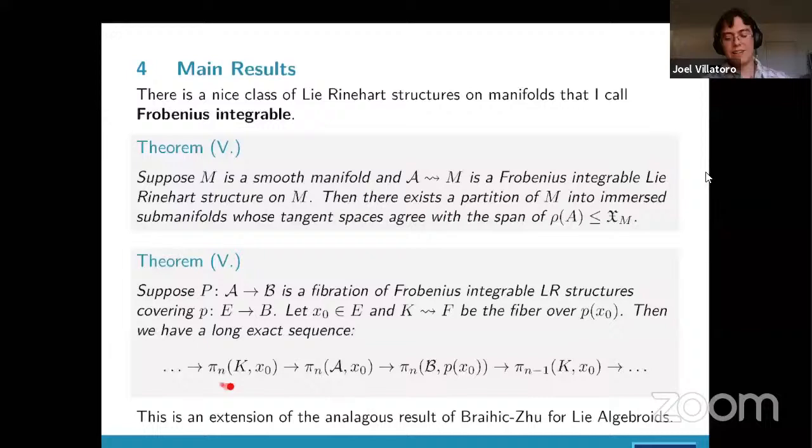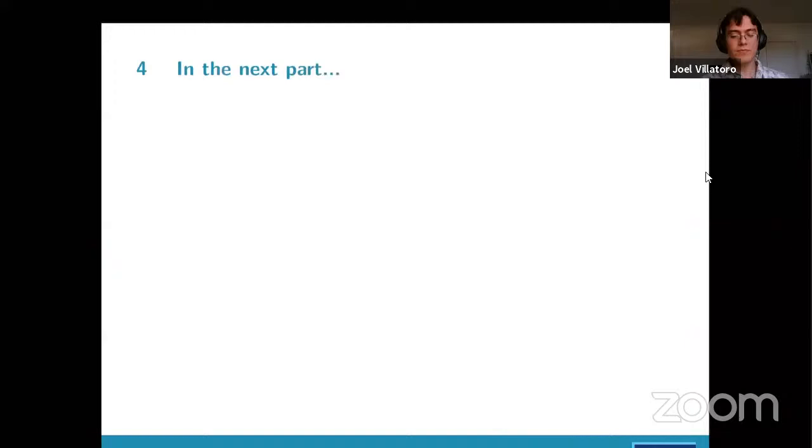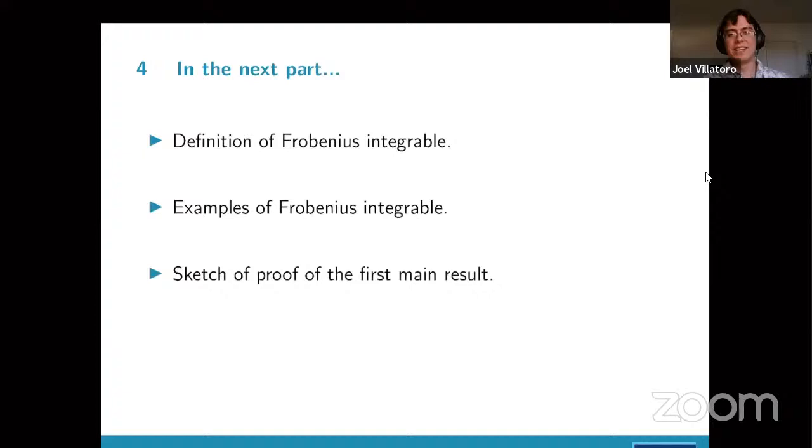So that's actually quite nice. And this is an extension of another result for Lie algebroids by Brylinski and Zhu. So in the second part, what I'm going to talk about is more details on the definition of Frobenius integrable, which is really important for the theorems. Some examples of Frobenius integrable. I'll sketch a proof of one of the theorems, and then I'll speculate wildly about properties of the fundamental groupoid of a Lie-Reinhart structure. All right, thank you very much.